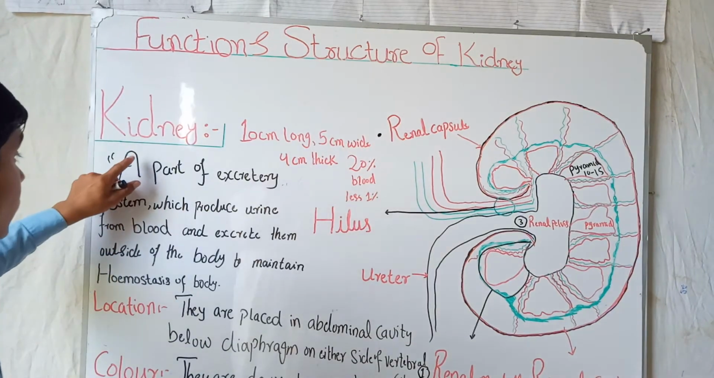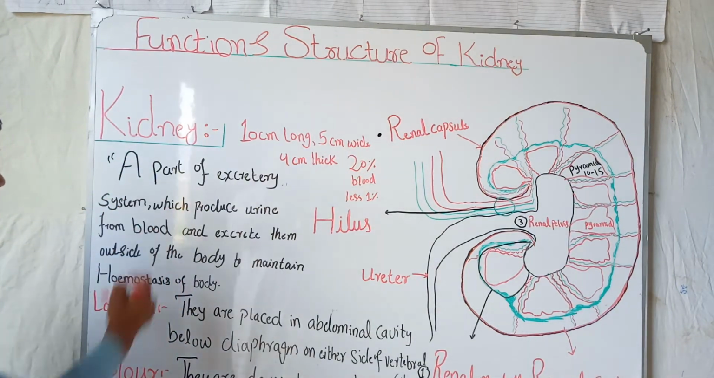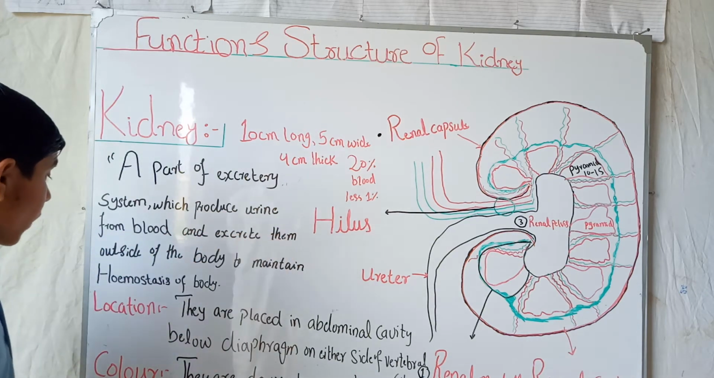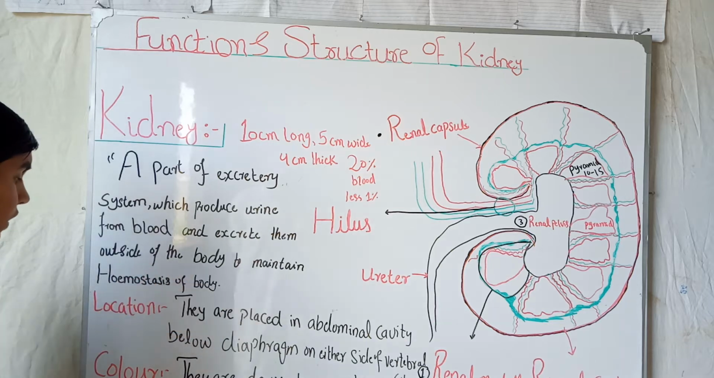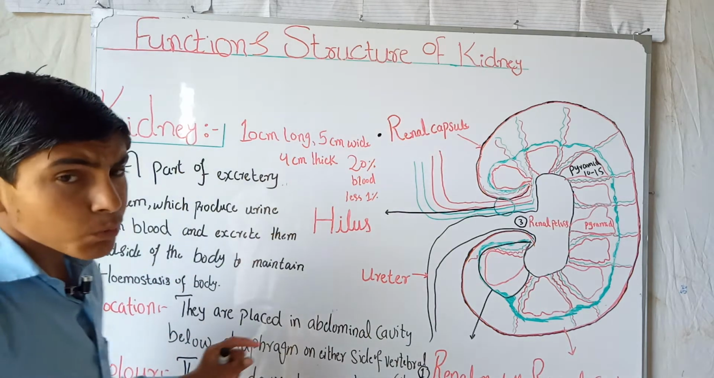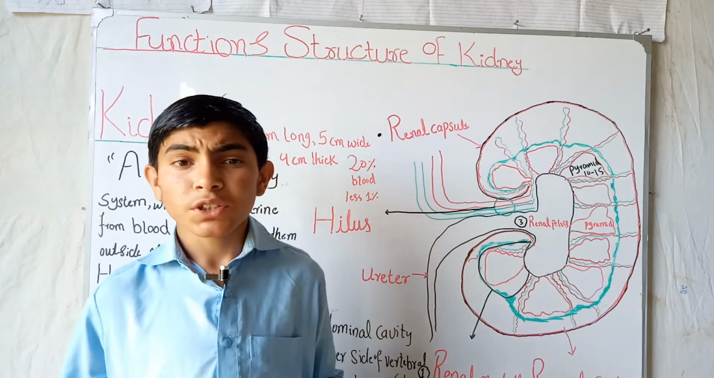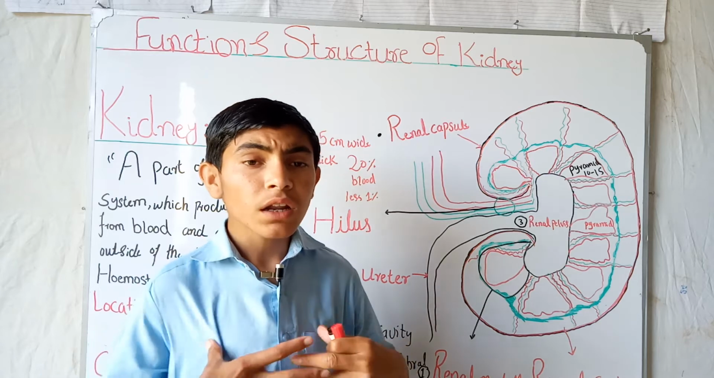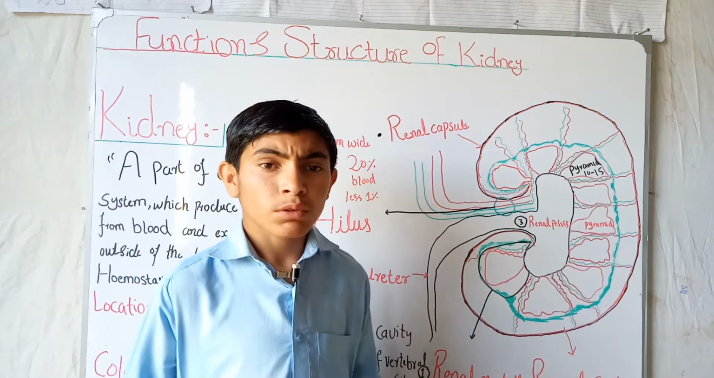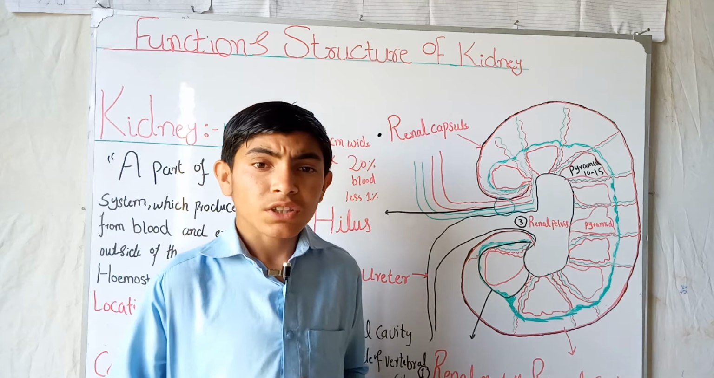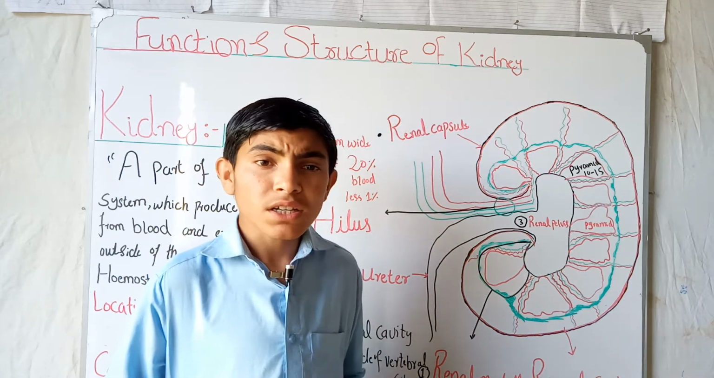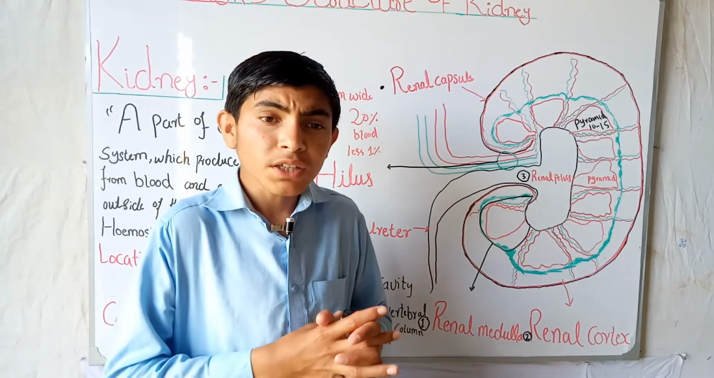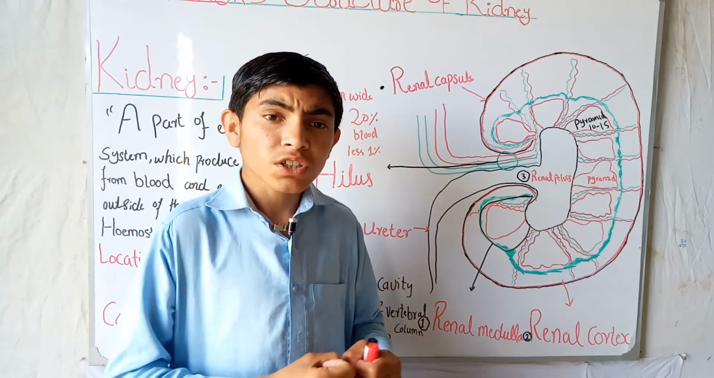Usually the kidney is a part of the excretory system which produces urine from blood and excretes it outside of the body to maintain homeostasis. Homeostasis is a process through which the body responds to changes occurring in its internal environment, and also the external environment, like hotness. Hotness is a change in the body environment, so our body responds to this change and excretes sweat.